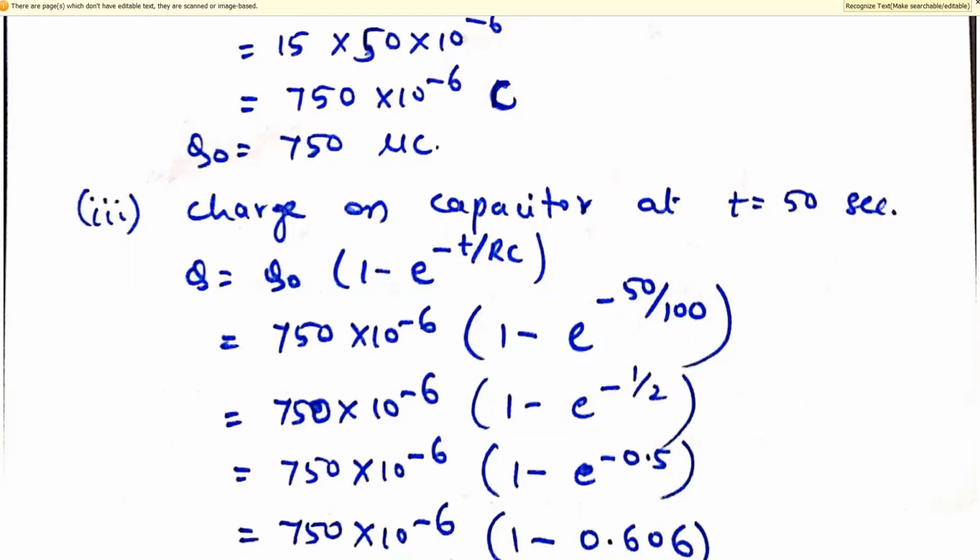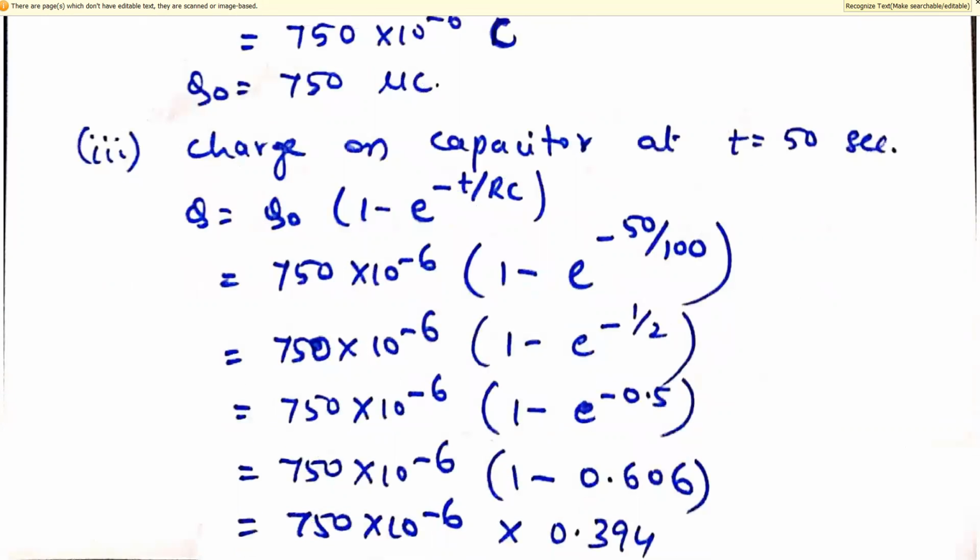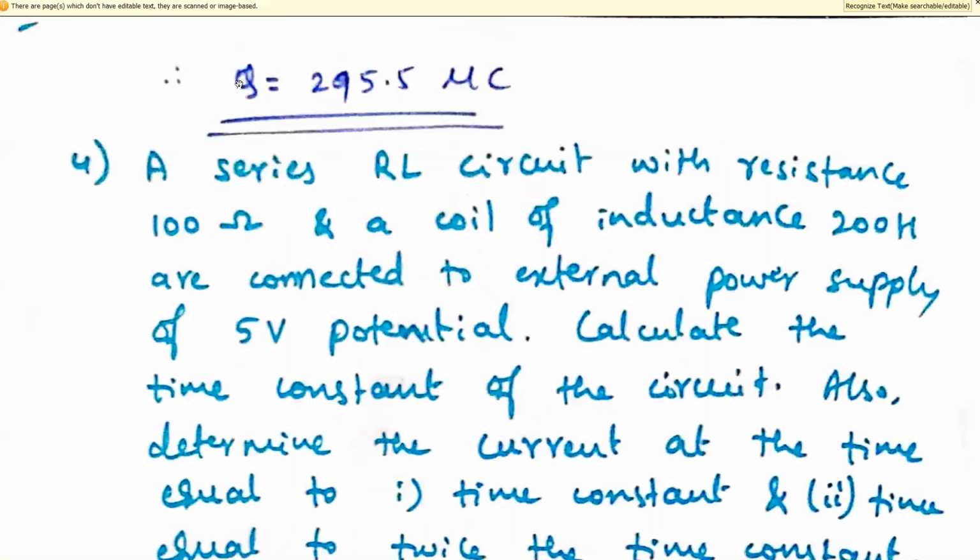So 295.5 into 10 to the power minus 6. If you express that 10 to the power minus 6 as micro, it will be 295.5 microcoulomb. So 1 minus 0.606 is 0.394. If you calculate, you will get 0.394 into 750 into 10 to the power minus 6. So the value of Q is 295.5 microcoulomb. This is the value of the charge on the capacitor at t equal to 50 second. Okay. So let us take the last problem.